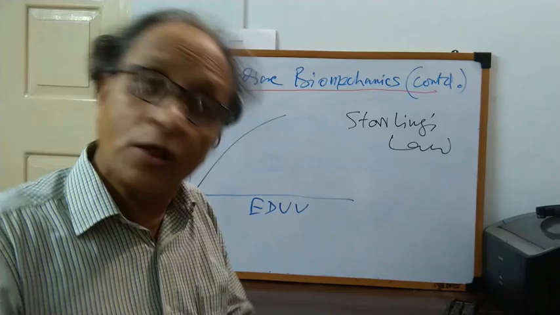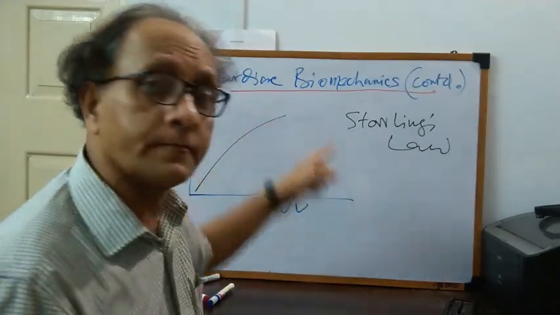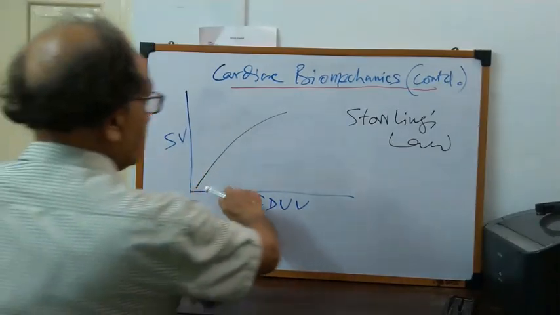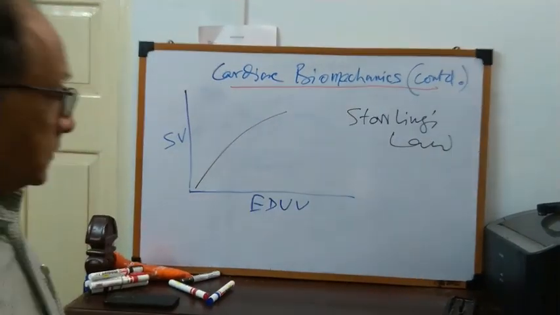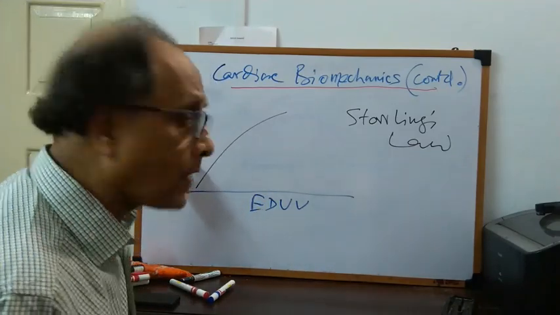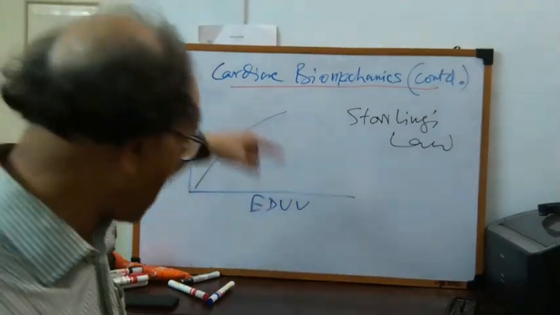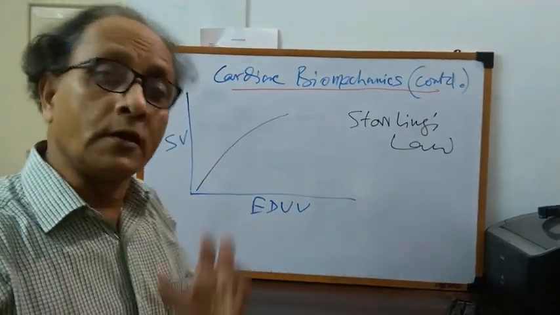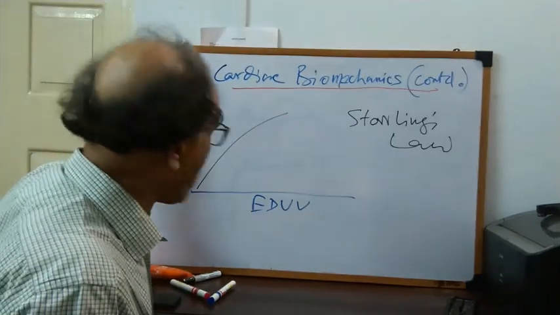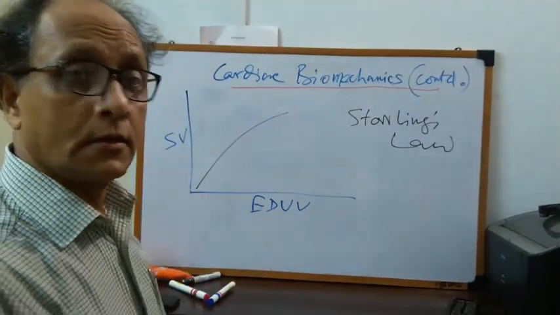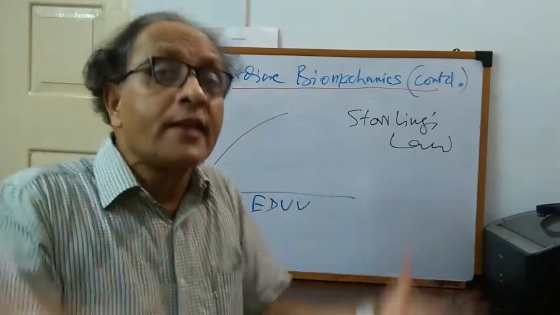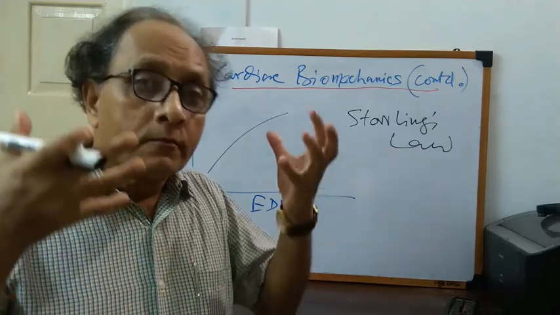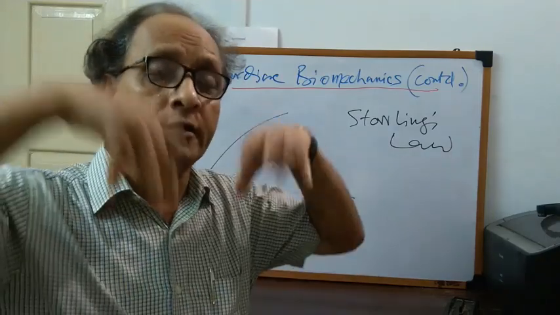And what is within physiological limit? That is within the ascending limb. So within ascending limb, this is a systolic function curve which is determining the amount of stroke volume based upon the amount of end diastolic ventricular volume. Or in other words, we can say the stroke volume is directly determined by the amount of venous return, because end diastolic ventricular volume is dependent on the venous return.